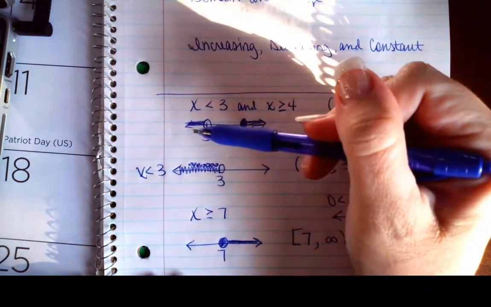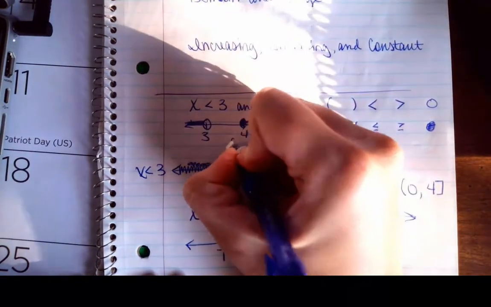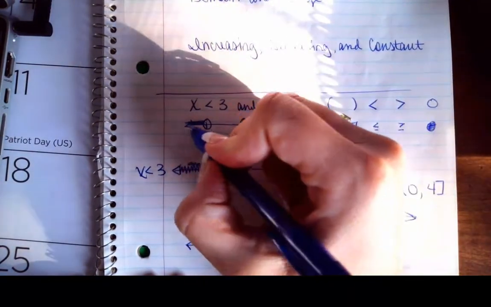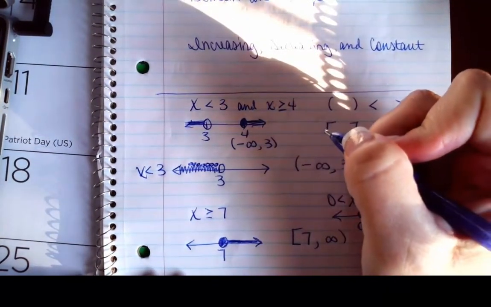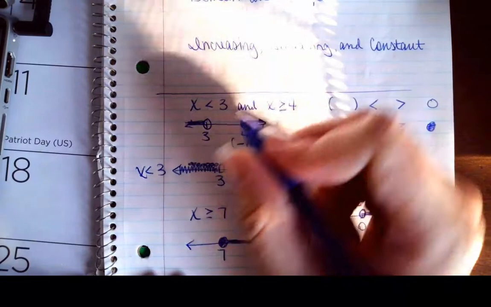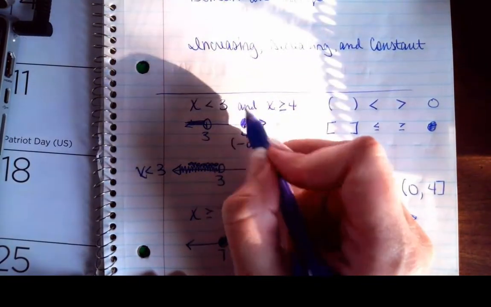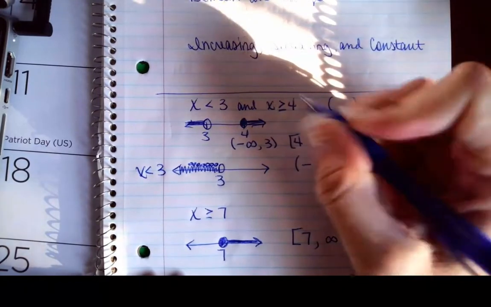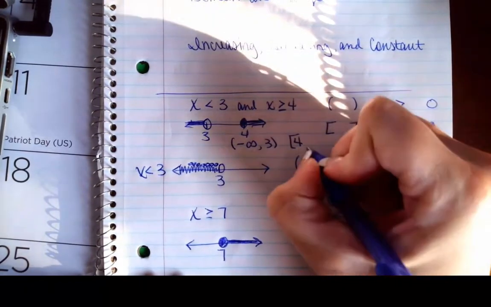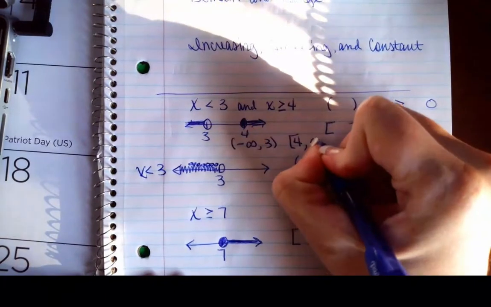Where does my answer start? My answer starts in negative infinity. It comes screaming up to 3, but it does not touch the 3, so it's a soft bracket. And then I've got this gap. Okay, so hop on over. Where does it pick back up? It picks back up at 4, and it can equal 4, so you have a hard bracket, and then it's going to shoot off to positive infinity.